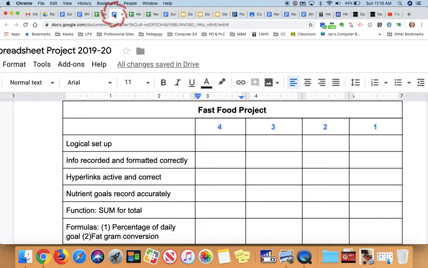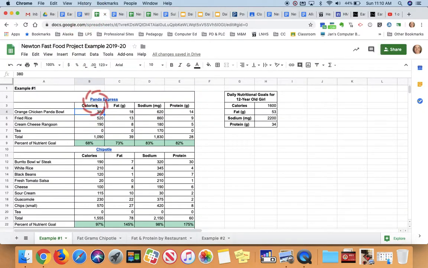That's logical setup. Info recorded and formatted correctly. That's where I was showing you that you did not include any words inside your numbers and that you have listed out each specific item.